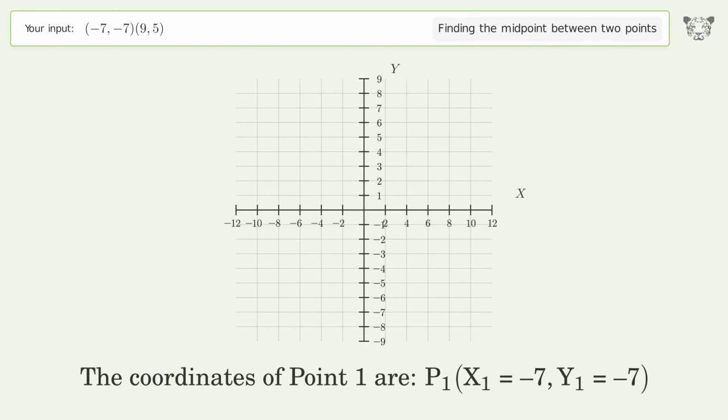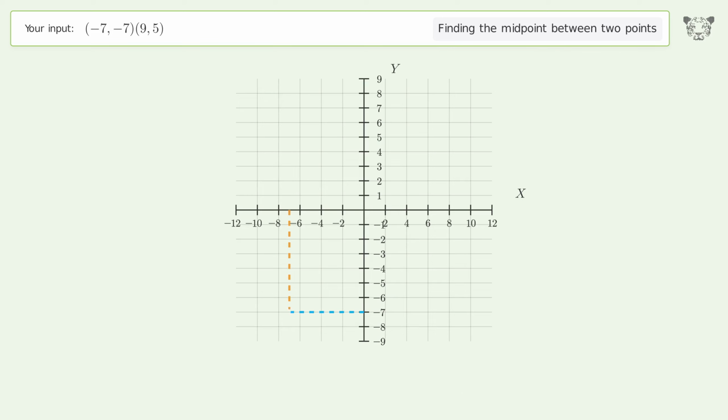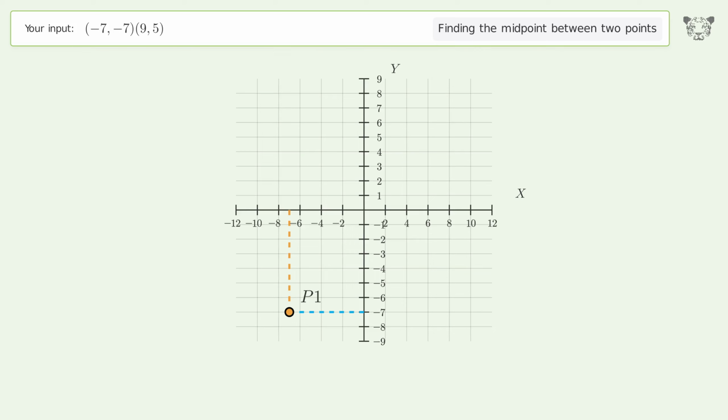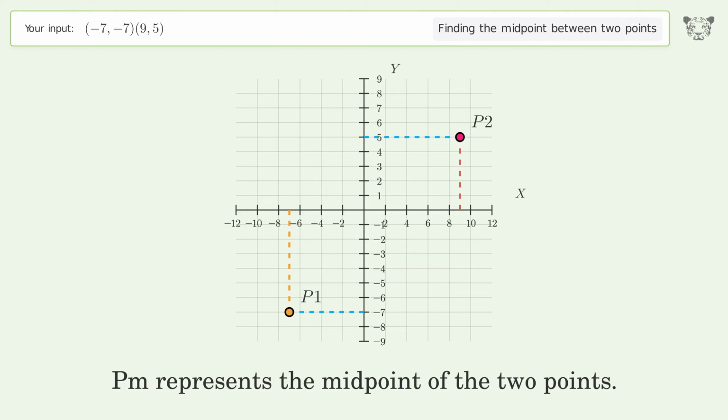The coordinates of point 1 are x1 equals -7, y1 equals -7. The coordinates of point 2 are x2 equals 9, y2 equals 5. PM represents the midpoint of the 2 points.